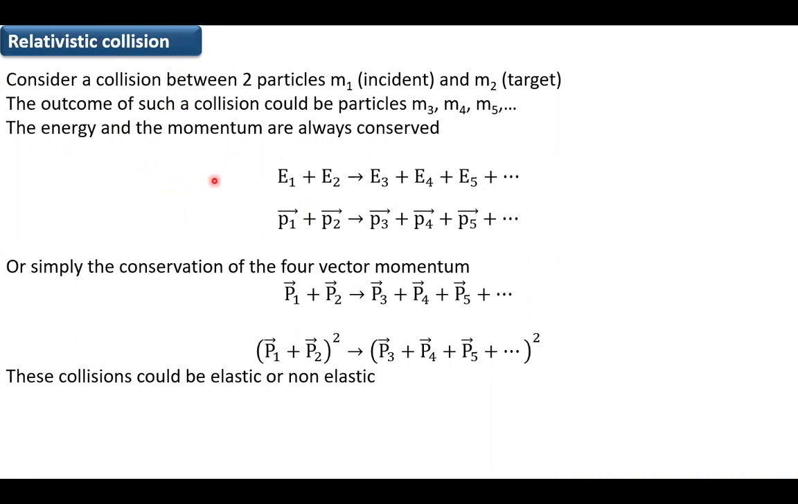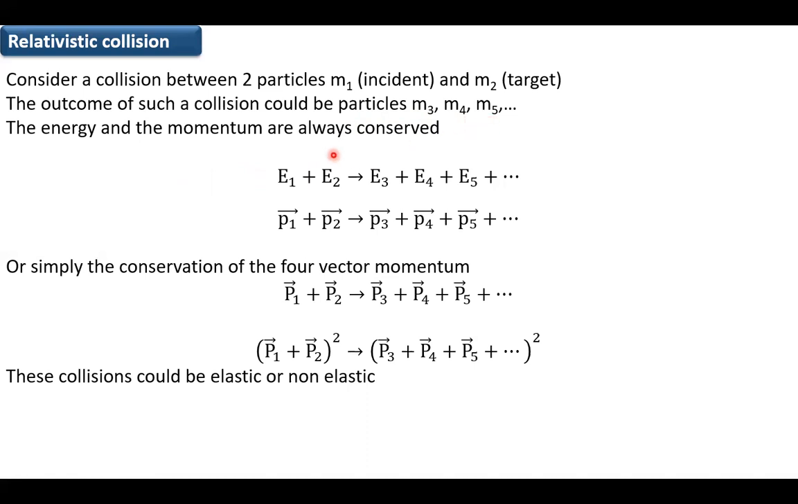Let us consider a collision between two particles. For example, a particle M1, which is an incident particle, a particle that comes with a certain speed v to hit a target particle named M2. M2 is at rest, is a target, and then M1 comes with a certain speed to hit M2 and make a collision. The outcome of such a collision, because it is a high energy collision, could be new particles, M3, M4, and maybe M5, etc.